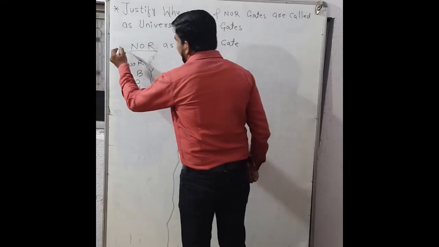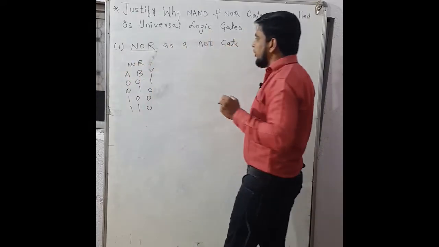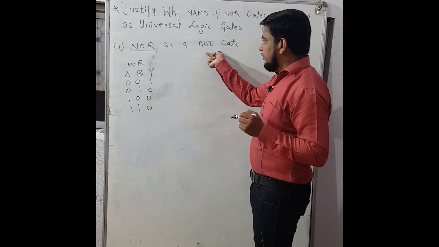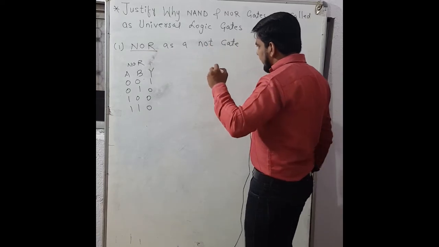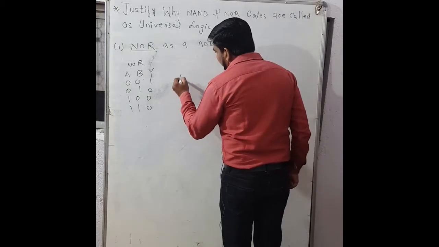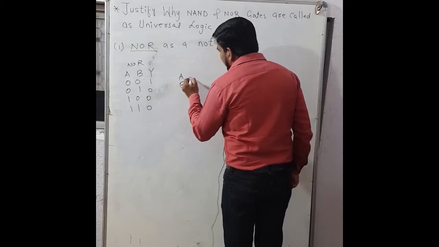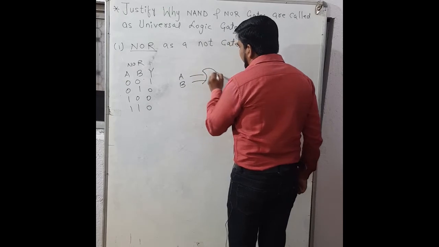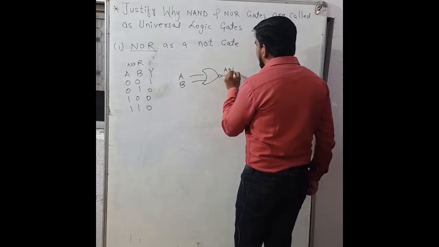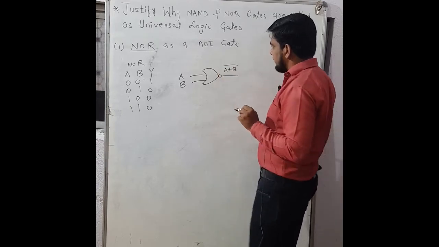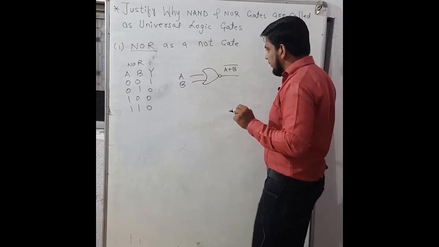First of all, we have to perform the operation of NOR like a NOT. NOR should work like a NOT. So how will we do it? First we'll see the symbol: when A and B are applied to the input of a NOR gate, that is OR with a bubble. So it's A plus B whole complement.